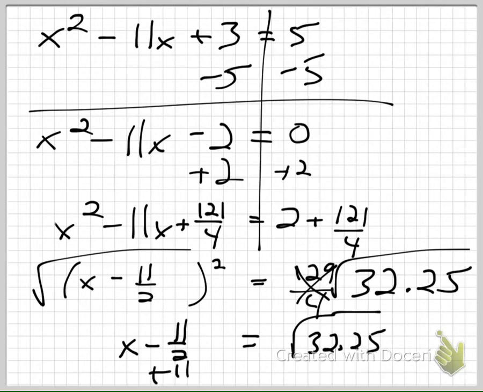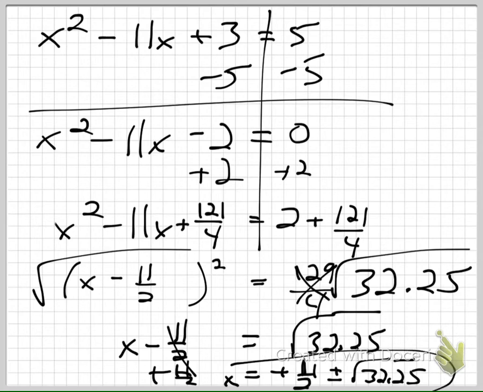And then I'm going to add 11 halves, add 11 halves. That leaves me with x equals plus or minus the square root of 32.25. Do you understand that that's the exact answer? X equals 11 halves plus or minus the square root of 32.25.